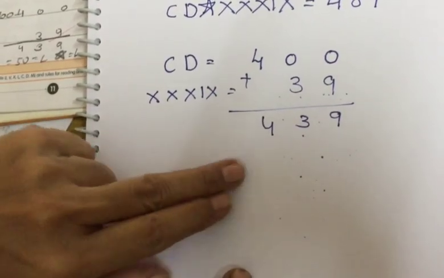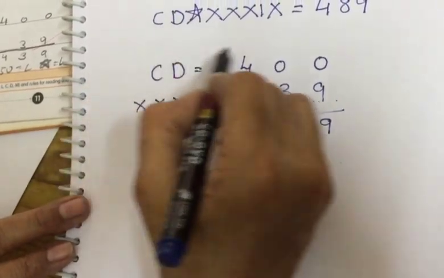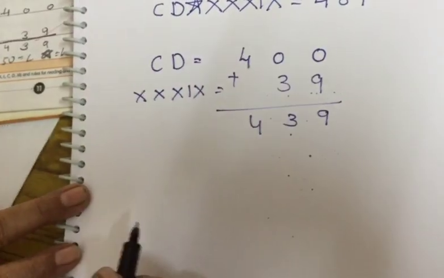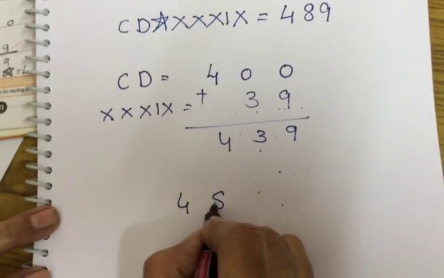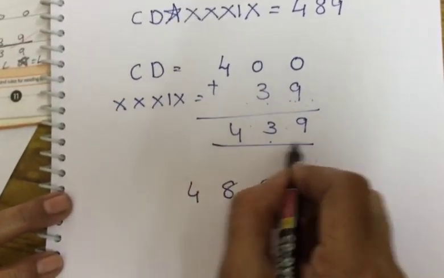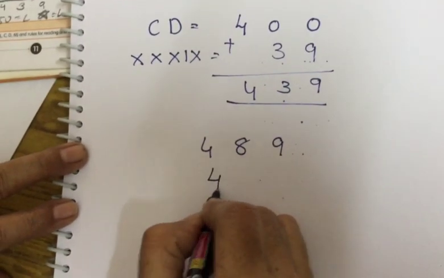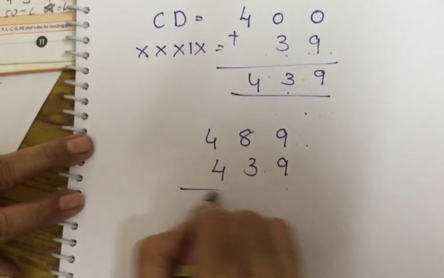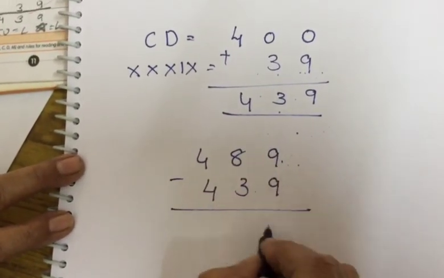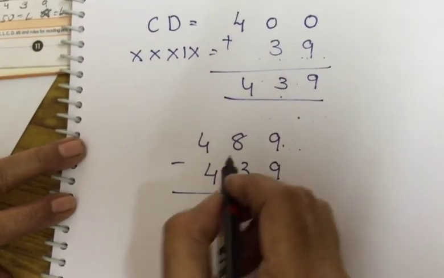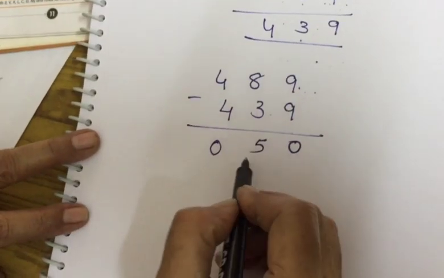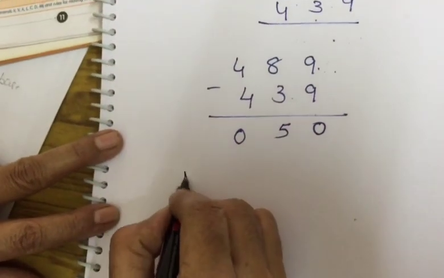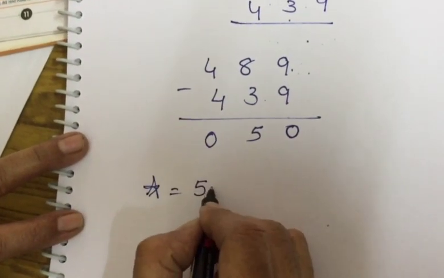439. But this number is equal to 489. How will we find this number, children? From 489, you subtract 439. So 9 minus 9 is 0. 8 minus 3 is 5. So what is the value of this star? Star value is equal to 50.